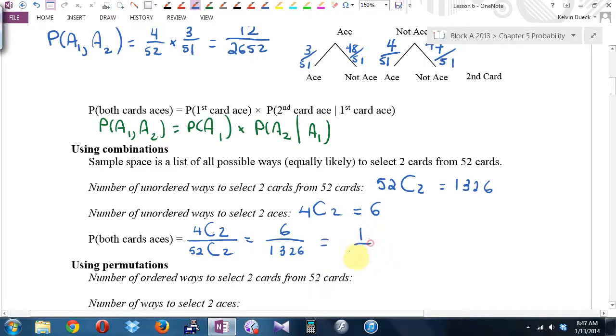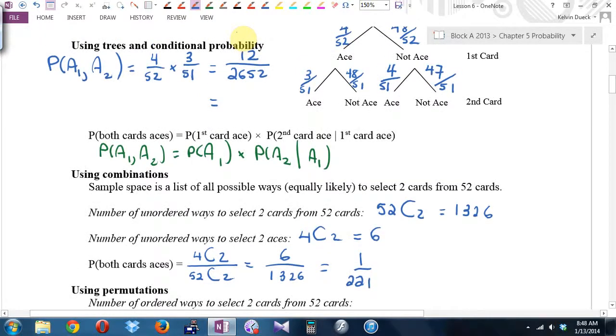One out of 221. Hey, and while we're at it, up here, because we know the answer is 12 out of 2652, can you reduce this one up here into lowest terms, please? And let's see, I hope, do we get the same answer using a choose method and using a tree method? You also get 1 out of 221.